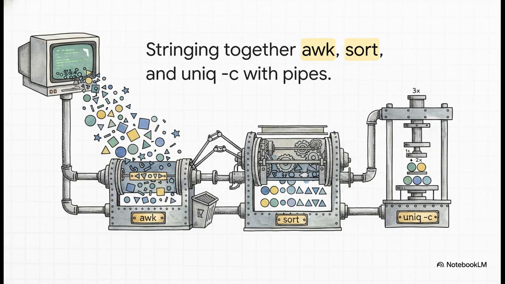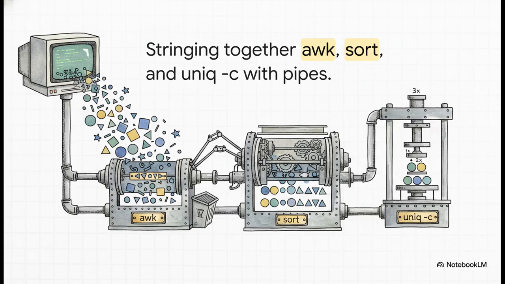Okay, picture this. You're sitting right in front of a classic Unix terminal. You've got a massive web server log, and you need to figure out which URLs are getting the most hits. Now, instead of writing some complex custom program from scratch, you just string together a few incredibly simple Unix commands. You use awk to grab the URL from each line, you use sort to group the identical ones together, and then uniq -c to count them up. You just connect them with the pipe symbol. It's elegant, it scales beautifully, and honestly, it just works.